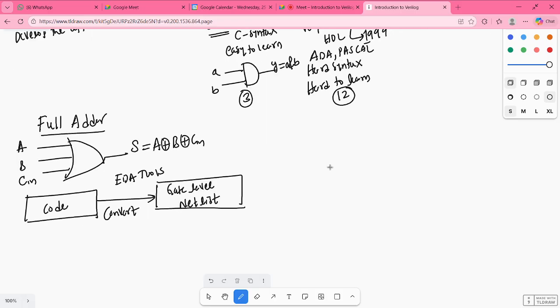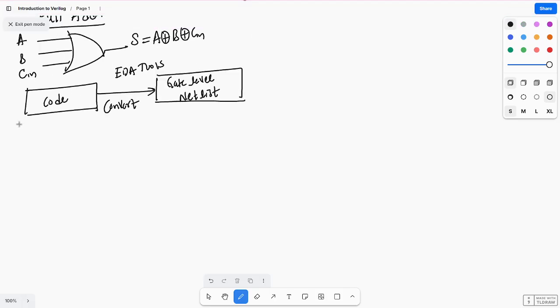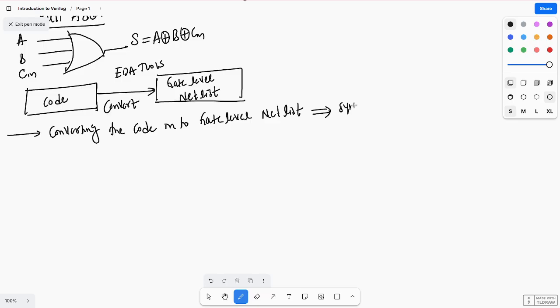So that means, I will write here: converting the code, whatever the HDL code is there, into gate level netlist. That is nothing but what we call an important term, synthesis. Synthesis is converting your code into gate level netlist, or we can call it hardware also.